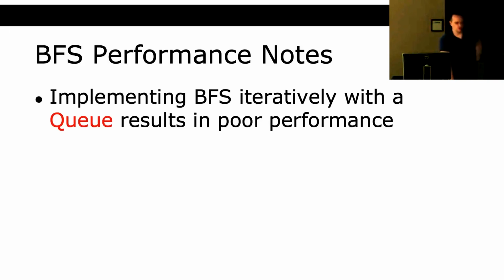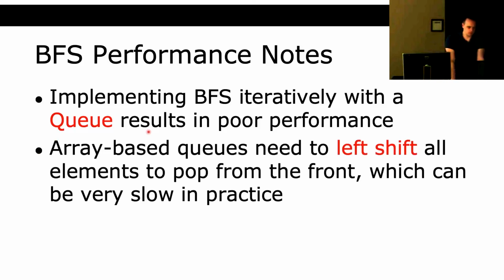Some performance notes about breadth first search. You can do this if you want for assignment 1 as well, and you can also do this for assignment 2. Implementing a breadth first search iteratively, as we've been talking about with our tree search and graph search algorithms, with a queue actually results in poor performance. Why? I'll show you in a second. Array-based queues need to left shift all elements to pop from the front, which can be very, very slow in practice. Who's been told that before? Okay, like 2 people? I'll show you why.